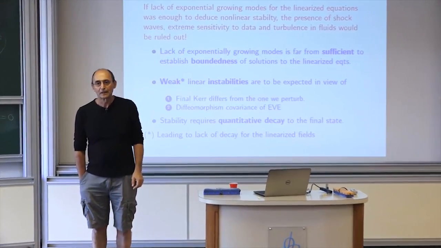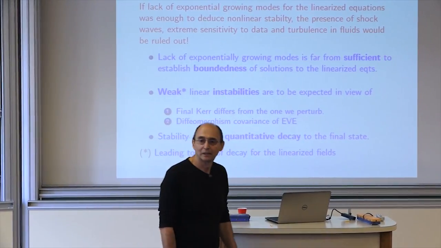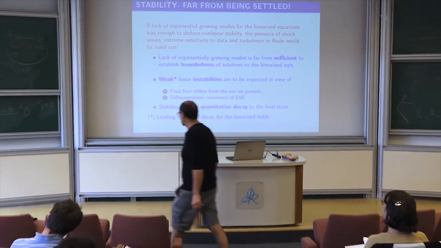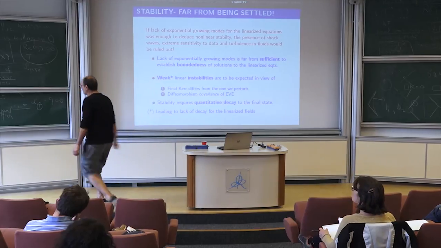You see for higher Reynolds numbers that there are exponentially growing modes. I'm sorry? For turbulence, you see that for higher Reynolds numbers, there are exponentially growing modes. Yeah, well, for higher Reynolds numbers, you see that. Yeah, but you have many other instabilities for which there are no exponentially growing modes.